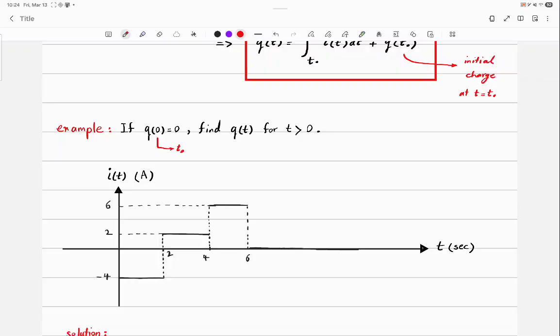That's the equation. If you had chosen to go for the integral from 2 to 4, you would have got negative 4. Just plug in the value of 4 here. It's 8 minus 12, which becomes negative 4. So I'm going to write that here. Q of 4 is negative 4 coulomb.